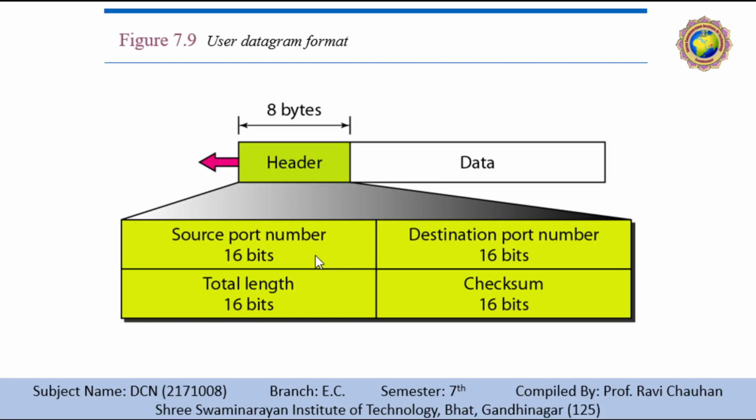If the source host is a client, a client sending a request, the port number in most cases is an ephemeral port number requested by the process and chosen by the UDP software running on the source host. If the source host is the server, a server sending a response, the port number in most cases is a well-known port number.